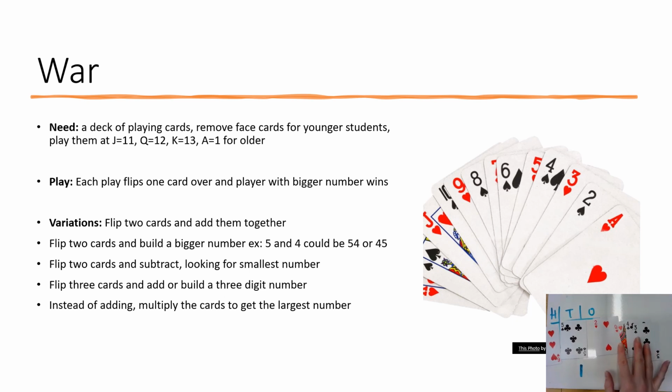Again, if the queen was worth 12, this would really be 1,243. So if you're playing with older students, I would say leave these in. But if we're just starting to learn about place value or we're struggling and reviewing, I wouldn't suggest putting anything over 10 in the deck.